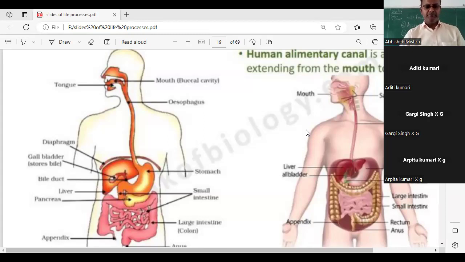Now yes, Akanksha. Akanksha wants to ask something. Let me unmute her. Yes, Akanksha, unmute yourself. You want to ask something? Yes, sir. No, sir. I don't want to ask something. Oh, so you don't want to ask.